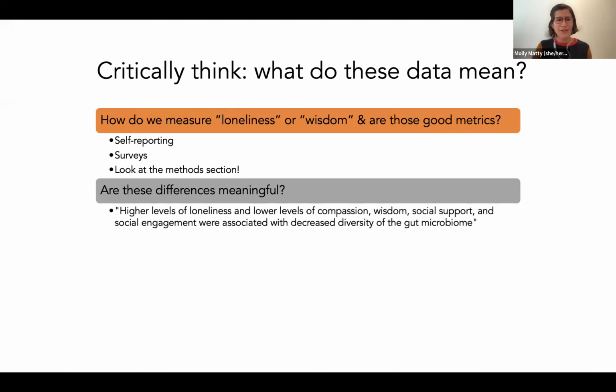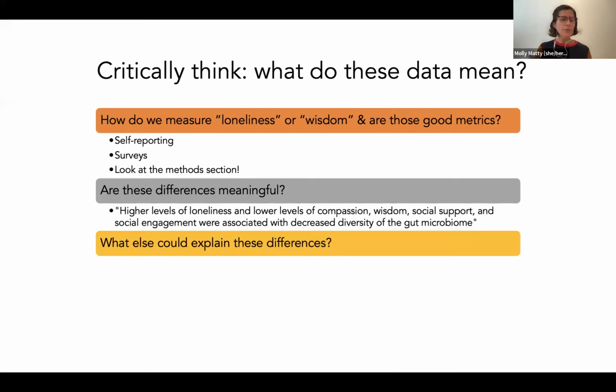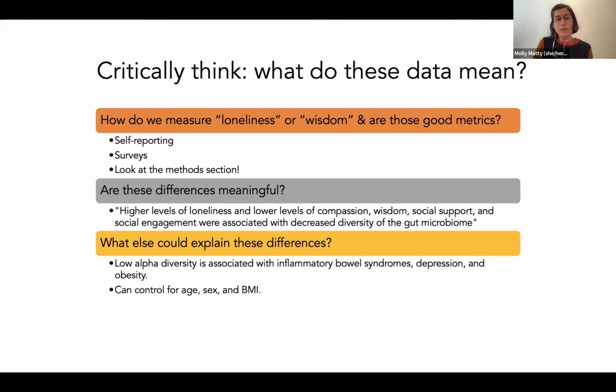Maybe, maybe not. So they conclude that higher levels of loneliness and lower levels of compassion, wisdom, social support, and social engagement are associated with decreased diversity of the gut microbiome. But you might be asking yourself, well, I might have heard that decreased diversity of the gut microbiome is associated with other things like inflammatory bowel syndromes, depression, or obesity. So this is where it's really important that scientists like myself and Dr. Singh control our data sets for age, sex, BMI, and mental health issues before we start going into these cool associations we're interested in. But always something to think about, like, did they correct for people that maybe have IBS?